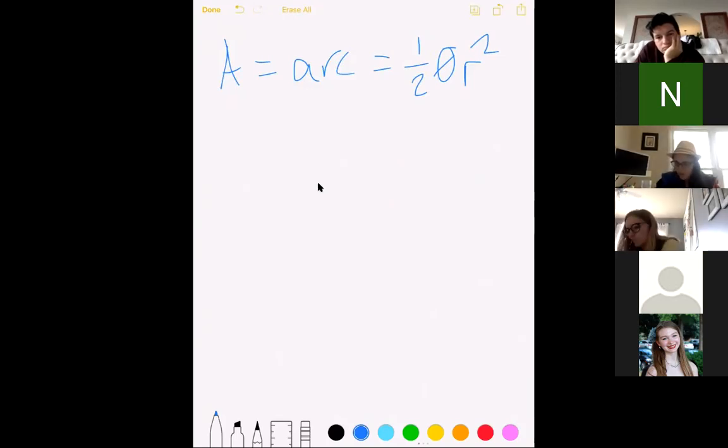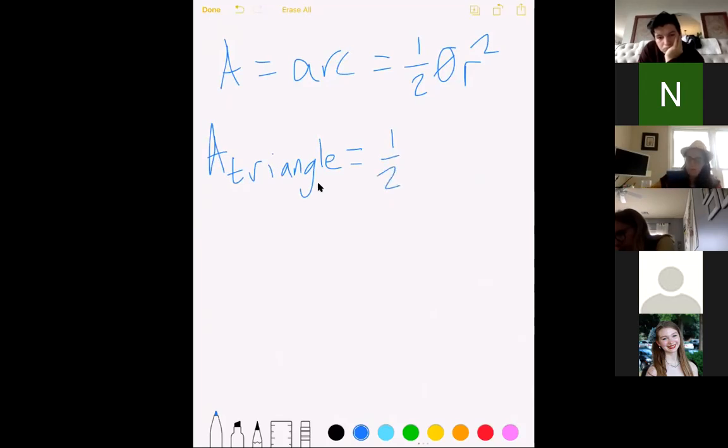Okay, so once you have the area of the arc, that would give you the shaded region of the entire pizza slice. So then you have to subtract the area of the triangle, the non-shaded triangle, which would be 1/2 base times height, which happens to be r squared.